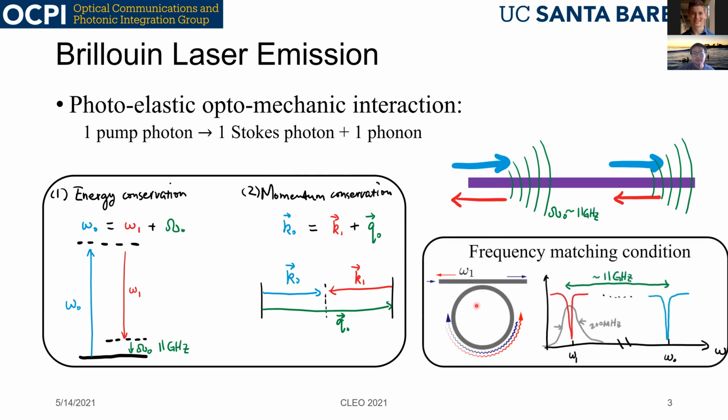This nonlinear process happens in a resonator, so the Brillouin laser emission goes backwards as the pump propagates. We also need to design the resonator so that the pump mode and the lasing mode are separated by the acoustic frequency, which is around 11 gigahertz, to achieve the Brillouin lasing process.